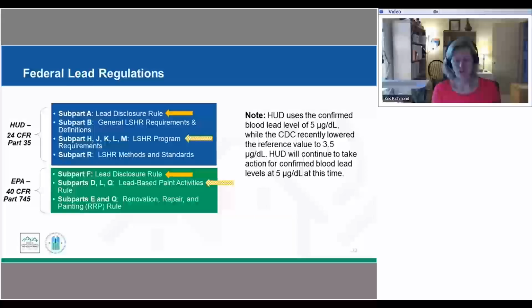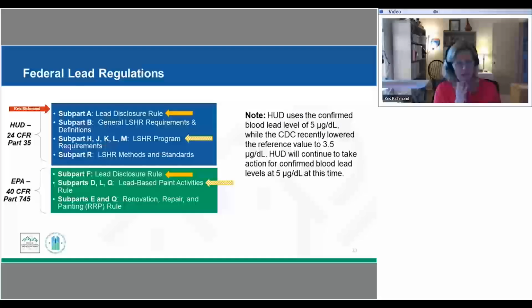All right, well, there are two federal regulations that we're going to discuss today. The first is HUD's regulation that's found at 24 CFR Part 35. You see that in the blue box at the top. And then we have EPA's requirements. Those are found at 40 CFR Part 745. Those are in the green box below that. So in case you're not familiar, those initials CFR stand for the Code of Federal Regulations. And we're always going to find HUD's regulations at Title 24, and we're always going to find EPA's regulations at Title 40.